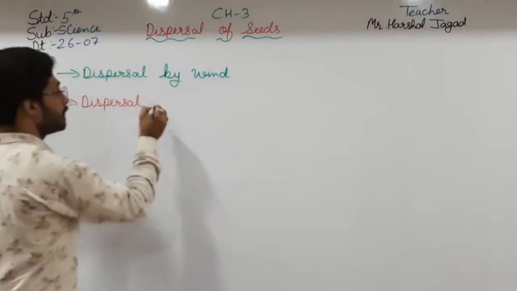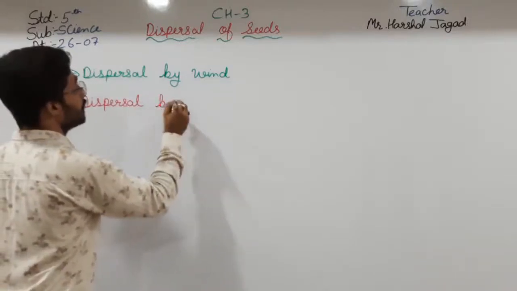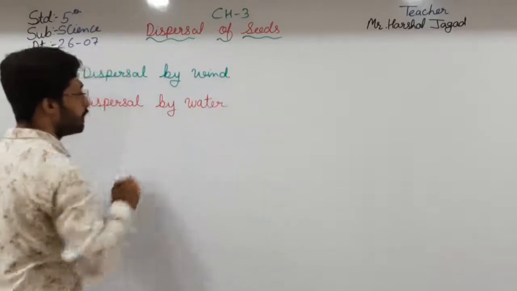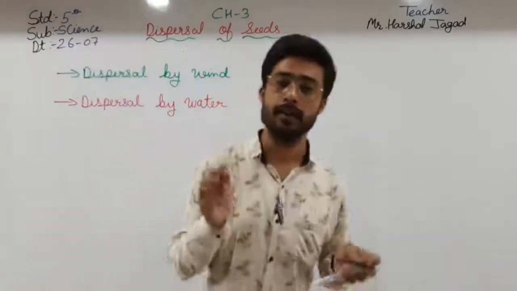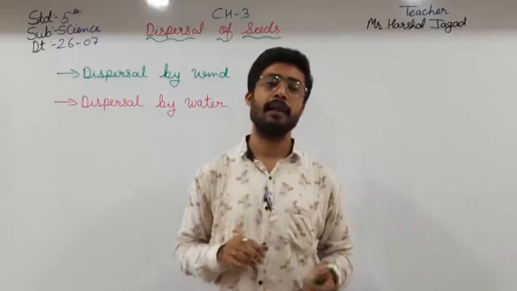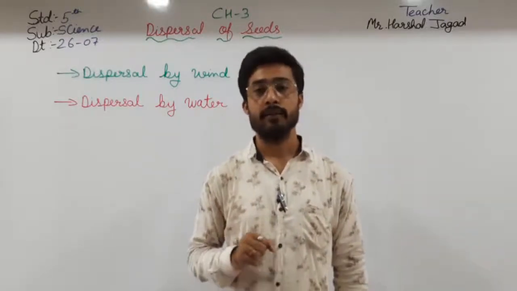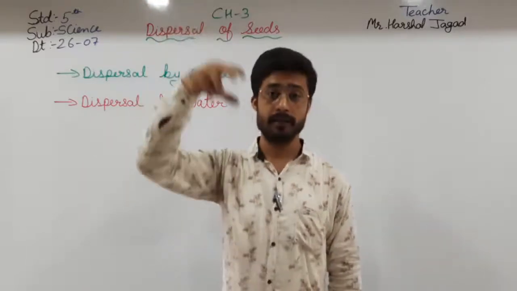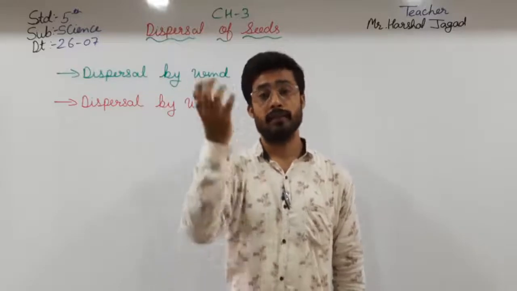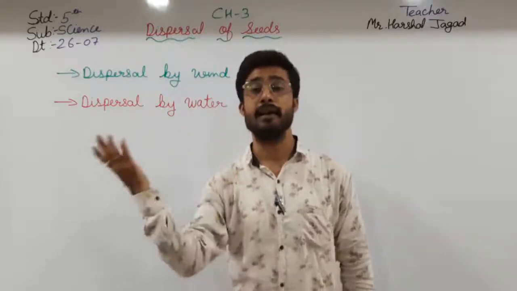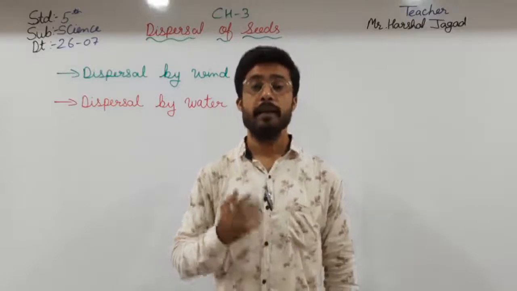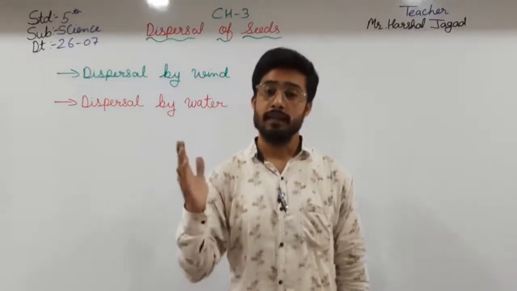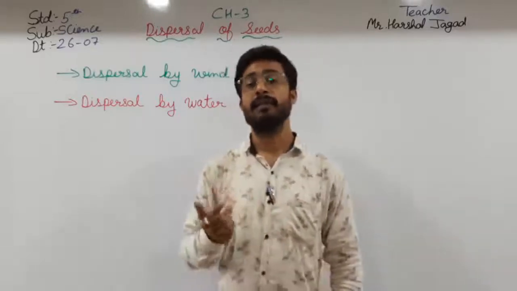Dispersal by water. Okay, dispersal by the water. In that we have seen the example of the coconut tree. So what happens? The coconut, when it just falls down, is very heavy, so it can't move with the wind, and it can't move with the animals or birds. So this is moved by the water.